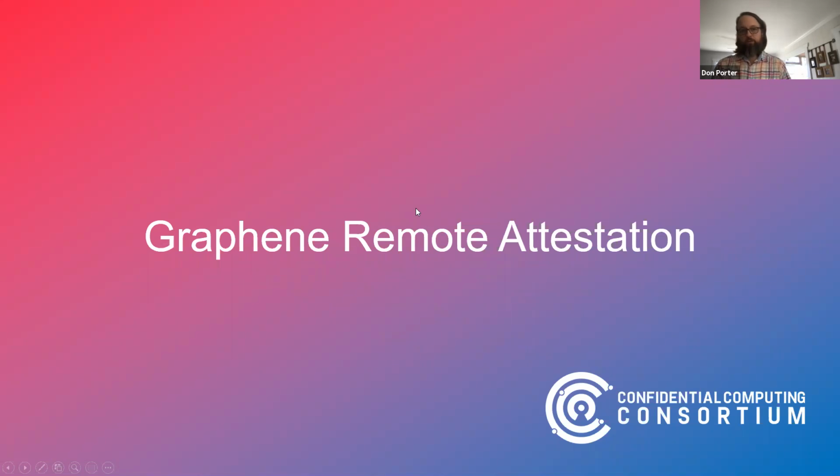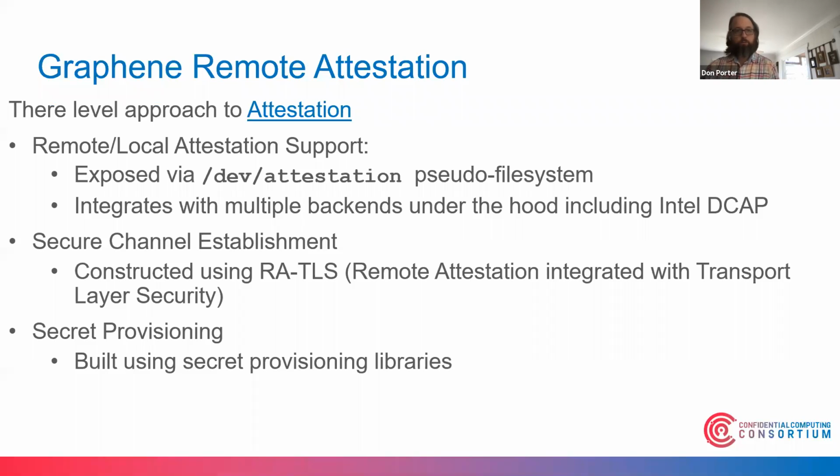Okay, finally, I'd like to do a slightly deeper dive into the remote attestation part. The way that I find it helpful to think about this is that there's 3 levels of attestation that we support. At the most basic level, one of the features of SGX is the ability to check that an enclave is running the code that you expect. And we support this with multiple backends, including DCAP and EPID, as well as we expose a pseudo file system called dev attestation, where you can roll your own attestation support on top of it.